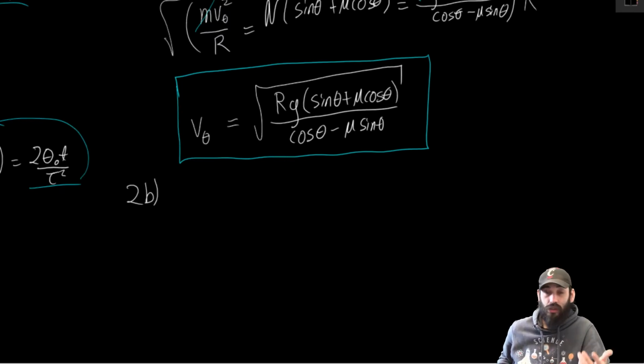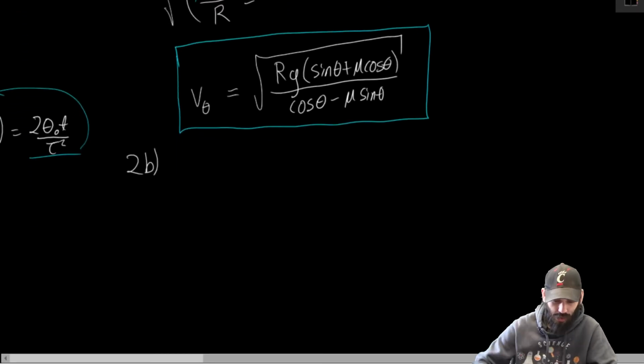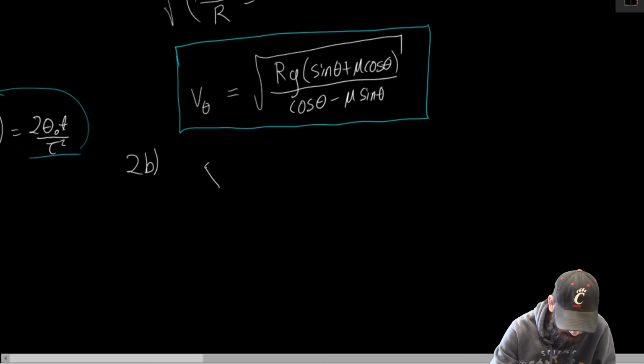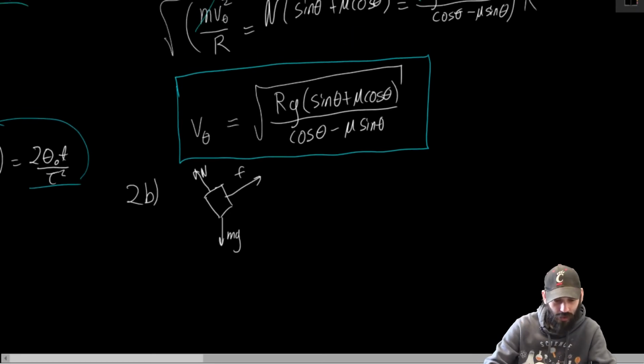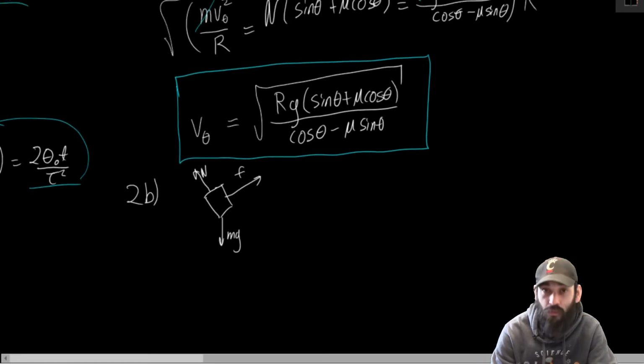And really, there's only one thing that changes here. So if I draw my free body diagram for when it's about to slide in, what changes is the direction of the force of friction, right? Because the force of friction is going to be trying to oppose this from sliding out, okay? So really, what we want to do here is just flip the direction of the force of friction.